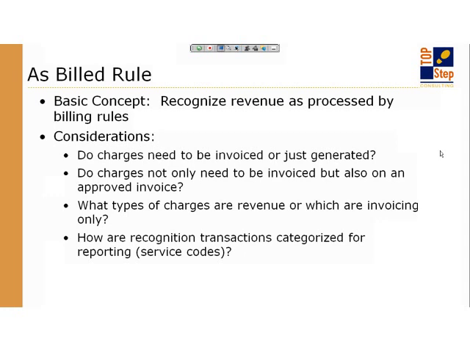So let's talk about the as-billed rule. Conceptually, this is probably the simplest rule short of fixed fee that you could have. If you bill it, you recognize it. So great, if I invoice it or I generate it through billing rules, I can recognize it as revenue. But the as-billed rule, even though it's extremely simple, has a lot of flexibility, and there are a lot of dependencies that you have to consider when you're doing revenue recognition with it.